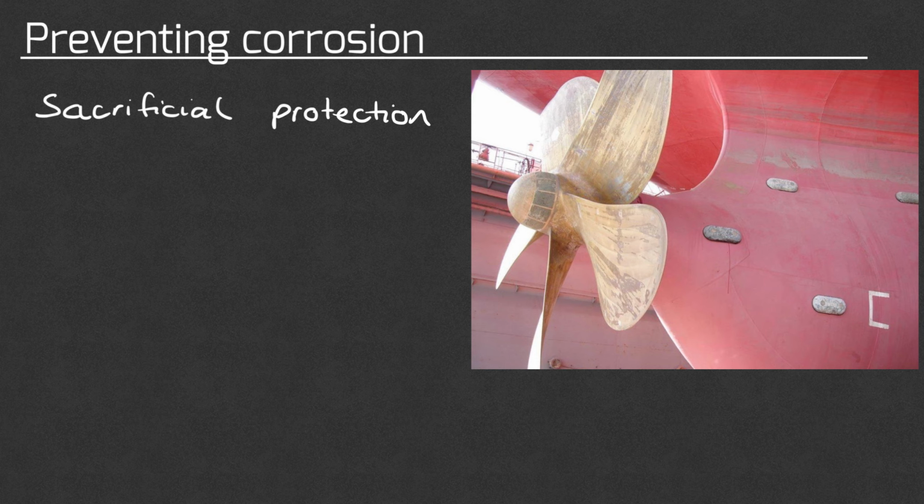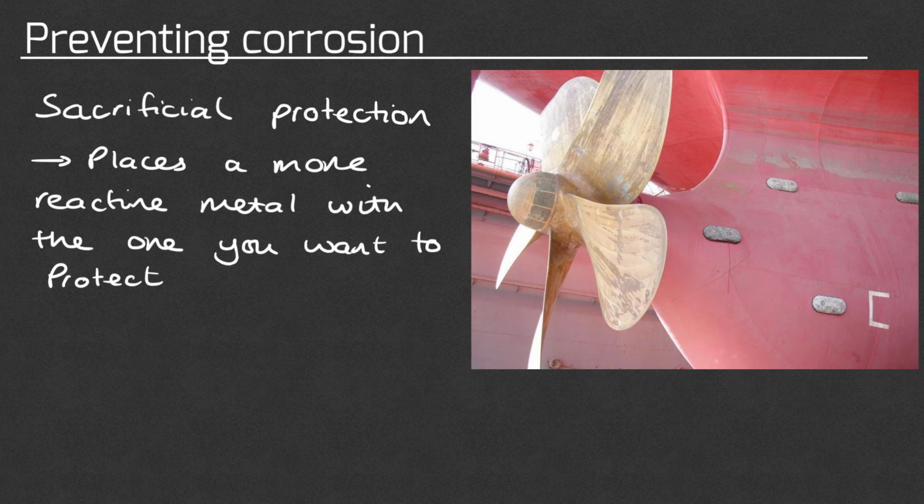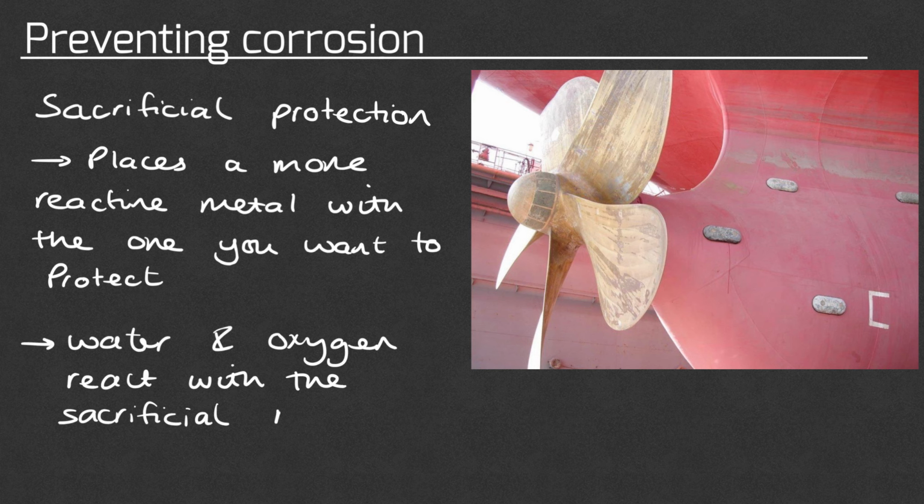Sacrificial protection is the second method of preventing corrosion. This involves placing a more reactive metal with the metal you want to protect. Water and oxygen will then react with the sacrificial metal instead of the less reactive metal. For example, big blocks of magnesium can be bolted onto iron or steel. This is used on a ship's hull or sometimes on iron pipes.